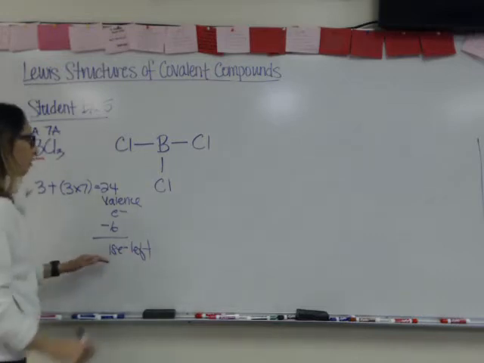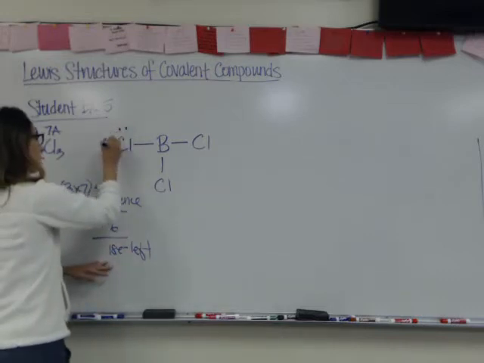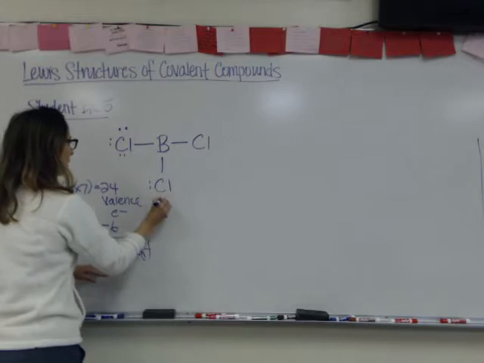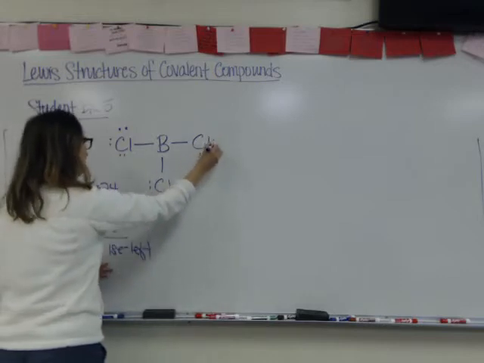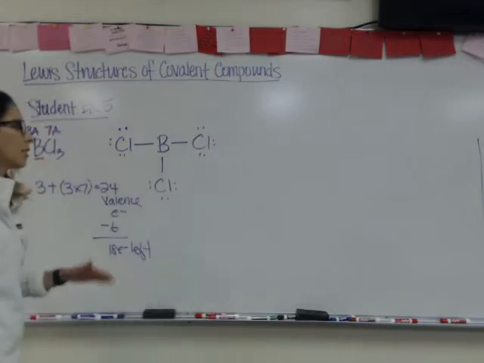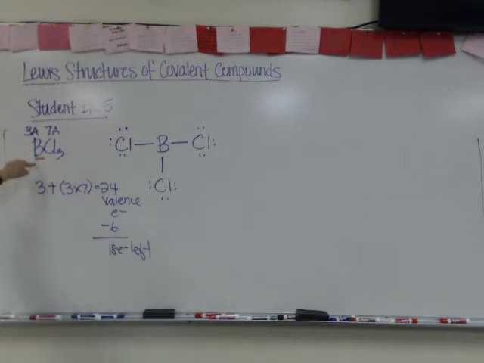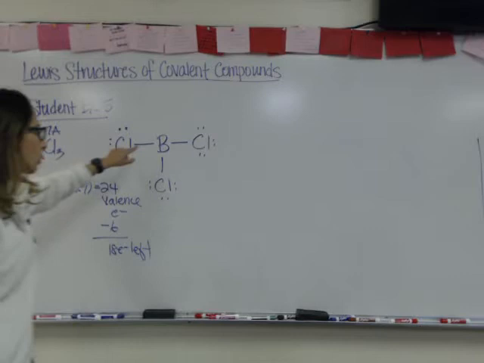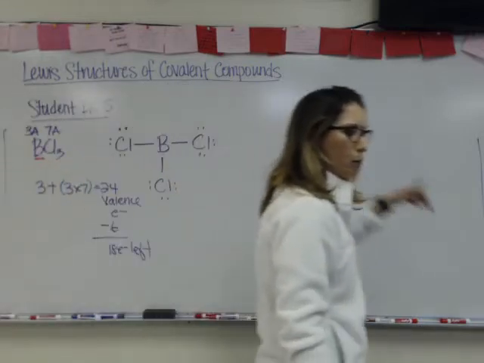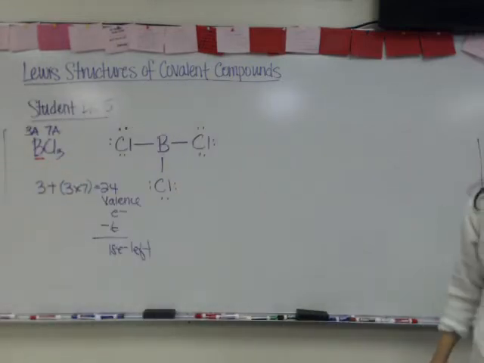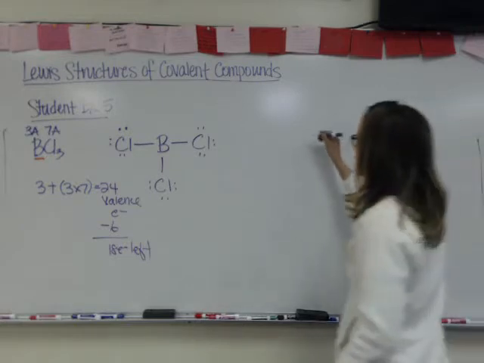I'm going to put the remaining electrons in pairs on chlorine, 2, 4, 6, 8, 10, 12, 14, 16, 18. The reason I didn't put them on boron is because boron was an exception to the octet rule. It only wants 3 single bonds coming off of it at any given moment in time. Okay, let's take a look at PF3.